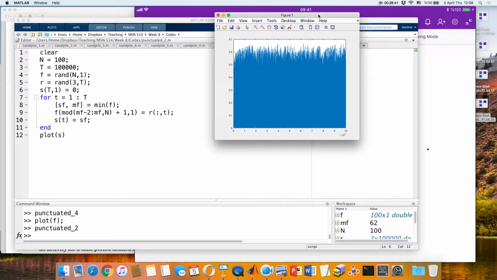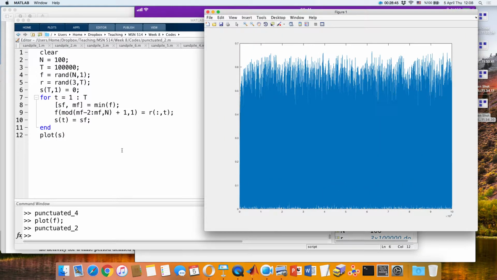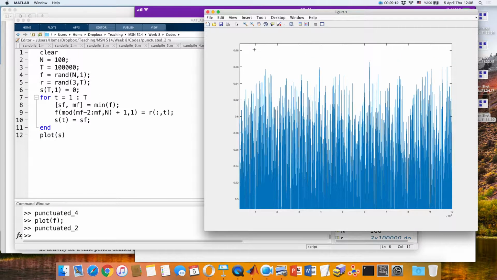So what I'm plotting here, let me understand. What am I plotting here? I'm plotting the minimum fitness that I chose each time. Are you following? The minimum fitness I chose each time. Do you see that it doesn't go above some critical point? Do you see?